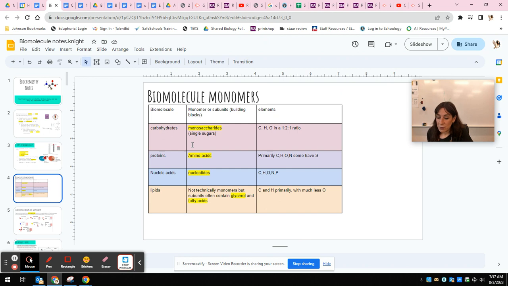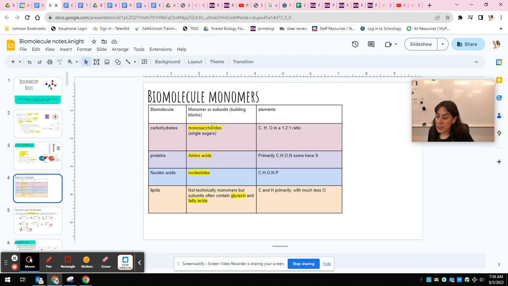For carbohydrates, which is what we're going to focus on today, or for these notes, their building blocks are called monosaccharides. Mono again means one, and then saccharide means sugar. And so monosaccharides essentially means single sugars. And what makes a monosaccharide is that it has in its molecular formula carbon, hydrogen, and oxygen atoms in a 1 to 2 to 1 ratio. Okay. So for example, glucose C6H12O6 is a monosaccharide because it has 6 carbons to 12 hydrogens to 6 oxygens, which reduces to a 1 to 2 to 1 ratio.